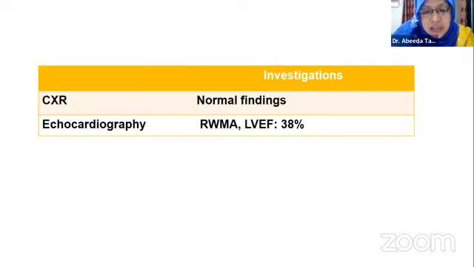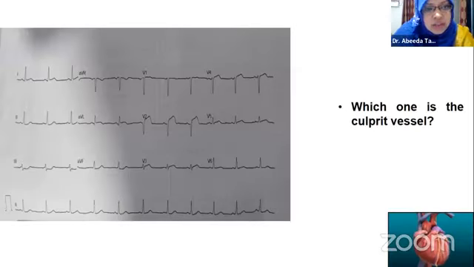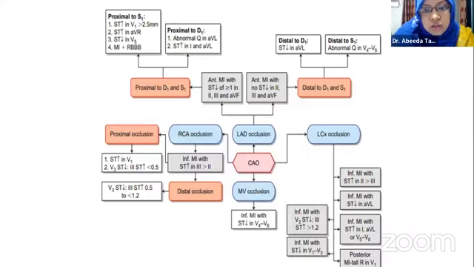So when she presented to us, symptomatically she was good. She did not have any chest pain or shortness of breath. So as we wanted to find out which one is the culprit vessel, she presented to us to do an angiogram to check her coronary artery status.